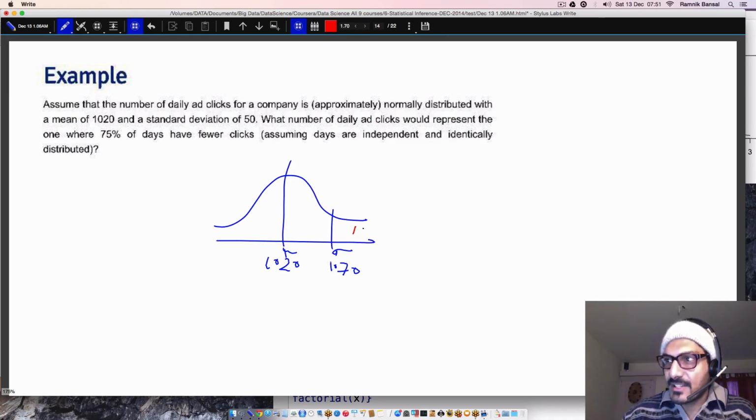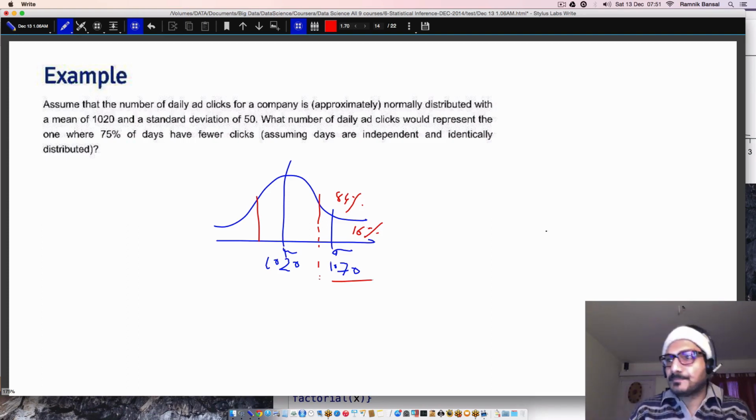About 16%, right? Because 68% is from here to here, so those are roughly 16%. Now what I'm interested in is 75%. So this point is about 84%, and I'm interested in something here. Just to get an idea, my answer will be less than 1070.